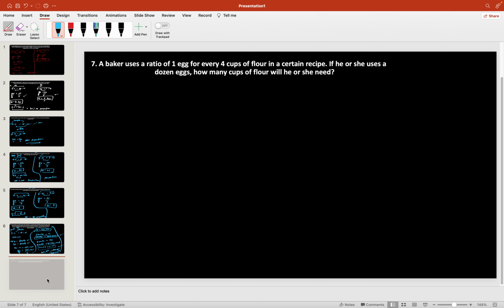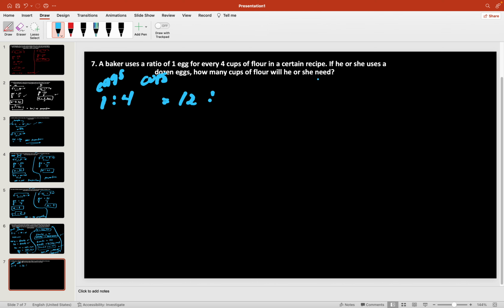Then, next, number 7. A baker uses a ratio of 1 egg for every 4 cups. So we have 1:4. These are for the eggs and cups of flour. Okay? If she uses a dozen eggs, so kapag sinabing dozen of eggs, that is equivalent to 12. Isang dosena is to how many cups of flour will she need? The one that is missing.